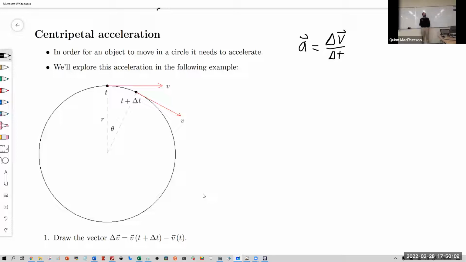Okay, so now we haven't done this yet. All of the accelerations we had so far in this class, the thing that has been changing is the speed, not the direction. But now we're actually going to change the direction.